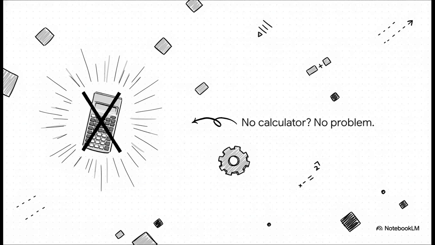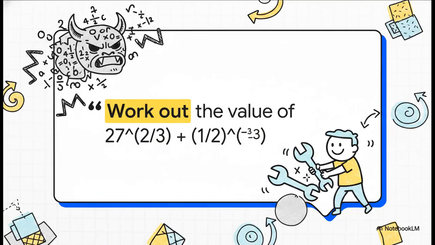Okay, so first things first. See this? It's from a non-calculator paper. And that right there is a massive clue. It means the numbers are designed to work out nicely. You don't need to do any crazy calculations, you just need to know the right rules. And here's the beast itself.